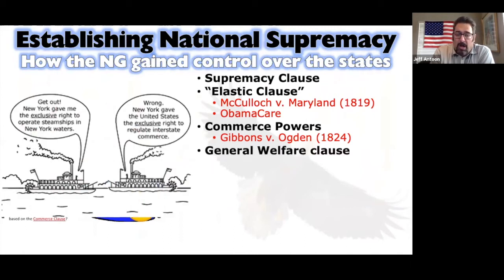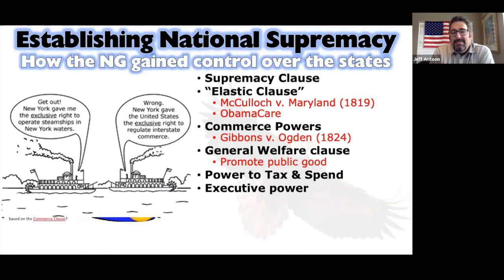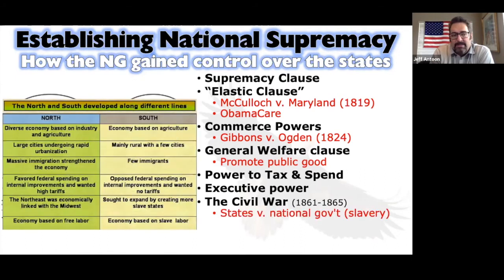General welfare clause, promote the public good. Congress can do that, the federal government. The power to tax and spend. The executive power of President Trump at this point. The Civil War, you could see people think they fought over slavery. It was over their way of life. It was over states versus the federal government. It's the federalism concept. The plantation owners, slave owners in the South wanted to have more rights for their states, and they used slavery as kind of like that big backdrop in a sense.